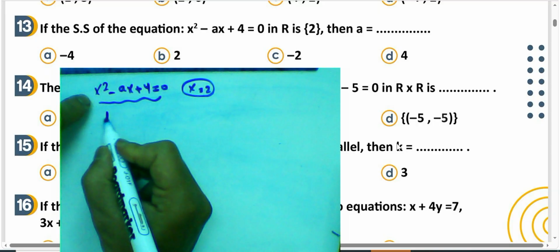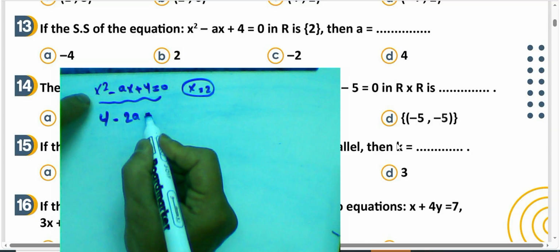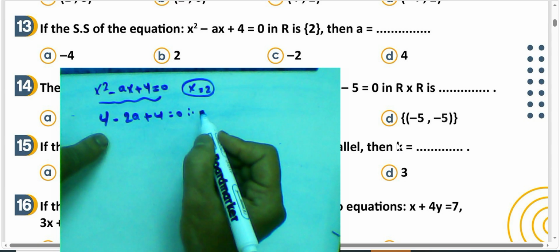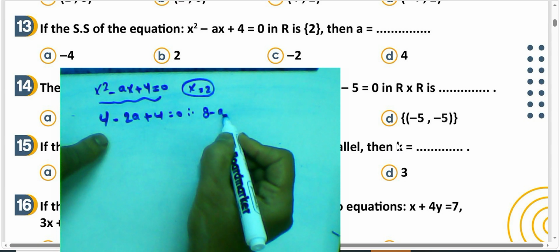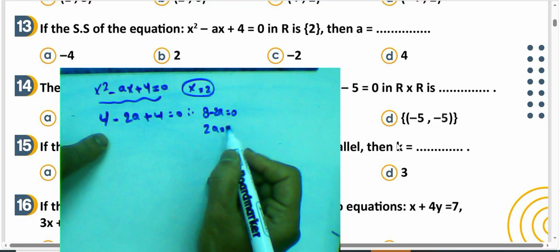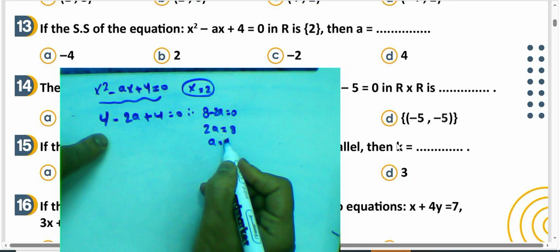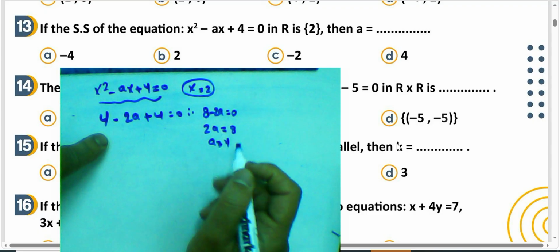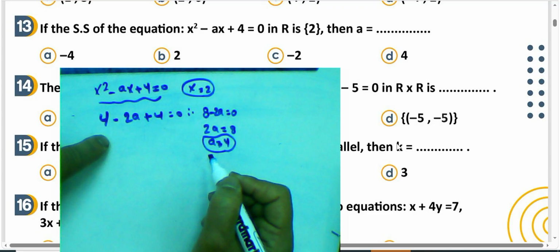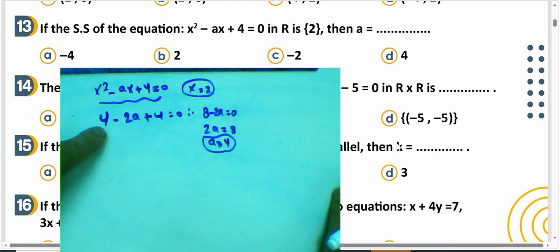Then 2 squared is 4, minus 2 times a, plus 4 is 0. Then 4 plus 4 equals 8, 8 minus 2a equals 0. Then 2a is equal to 8, so the value of a equals 4. We put the value of x equal 2, then the value of a will be 4. It shows letter D.